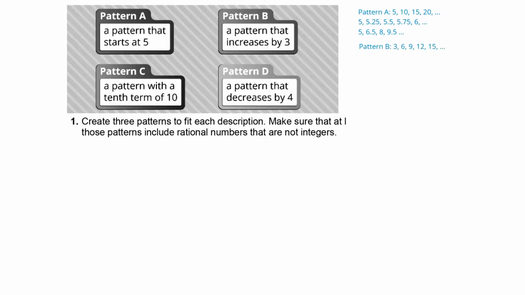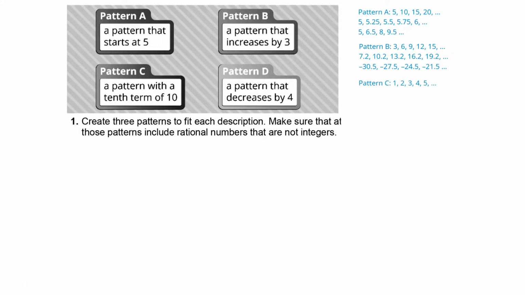Pattern B could be 3, 6, 9, 12, 15. So that's a pattern that increases by 3. Or 7.2, 10.2, 13.2, and so on. Or negative 30.5, negative 27.5, negative 24.5, and so on.